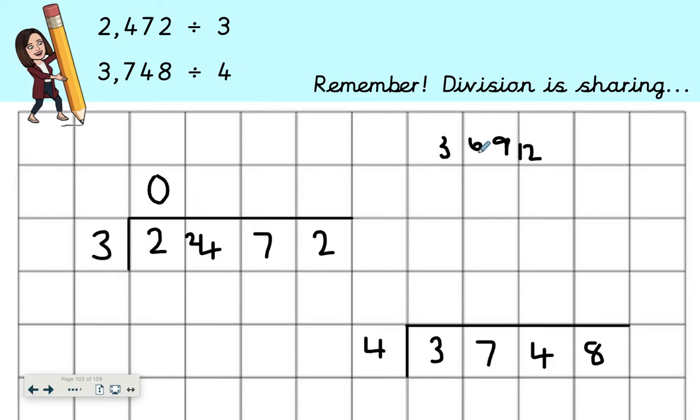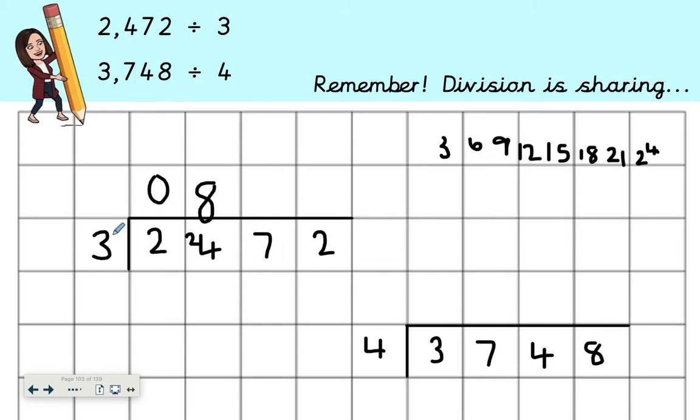So how many 3's go into 24? I'm going to have to keep doing my 3 times table until I get to a number that is close to the one that I need. And there we have it. We have 24. So we've got 1, 2, 3, 4, 5, 6, 7, 8. So 8 3's go into 24, so I don't need to carry any over.